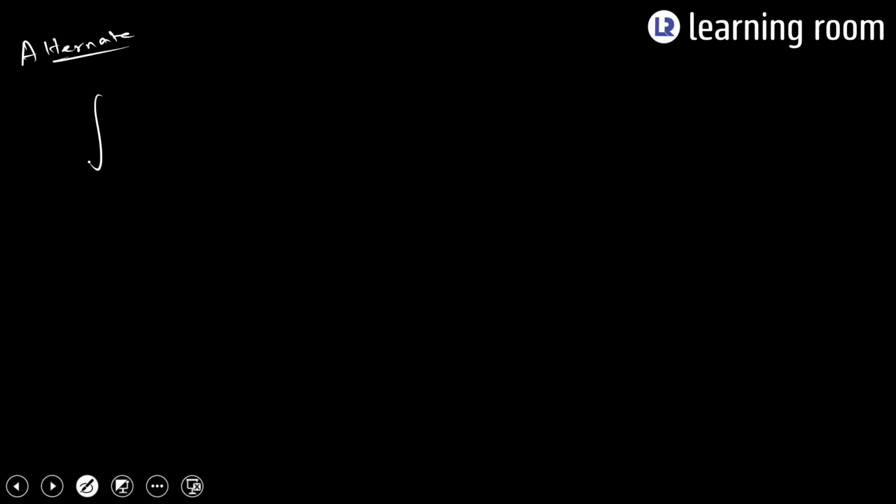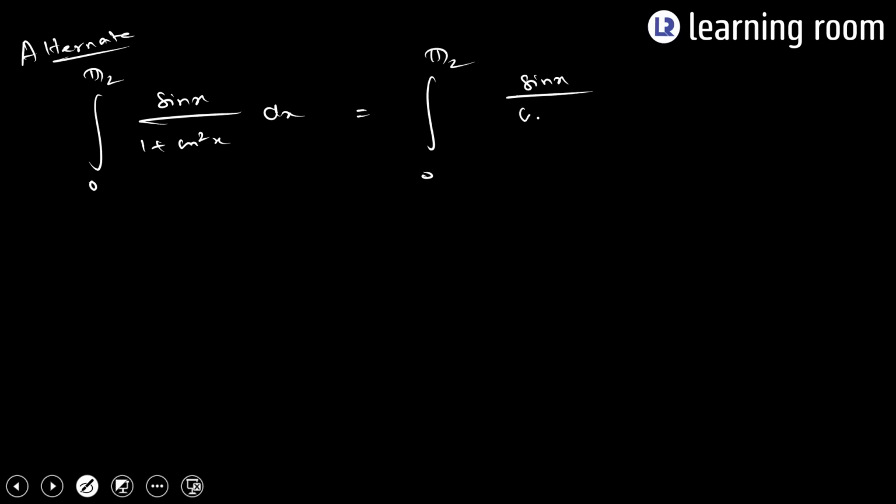Integral of, what is it? 0 to? What is the question? Integral of 0 to pi by 2, sin x divided by 1 plus cos square x dx. Right? So divide the numerator and denominator with cos square. When I do this, you will get 0 to pi by 2, sin x divided by cos square x divided by 1 by cos square x plus 1.